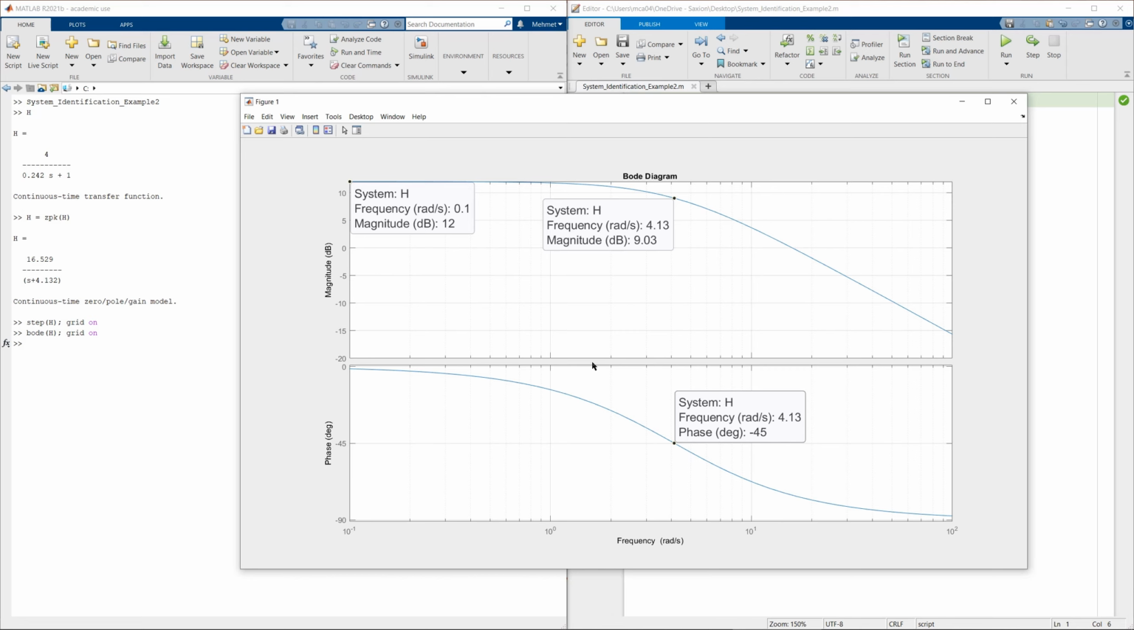Alright, that was example number 2 again. We will continue with another example with different characteristics and different responses and also different topics.